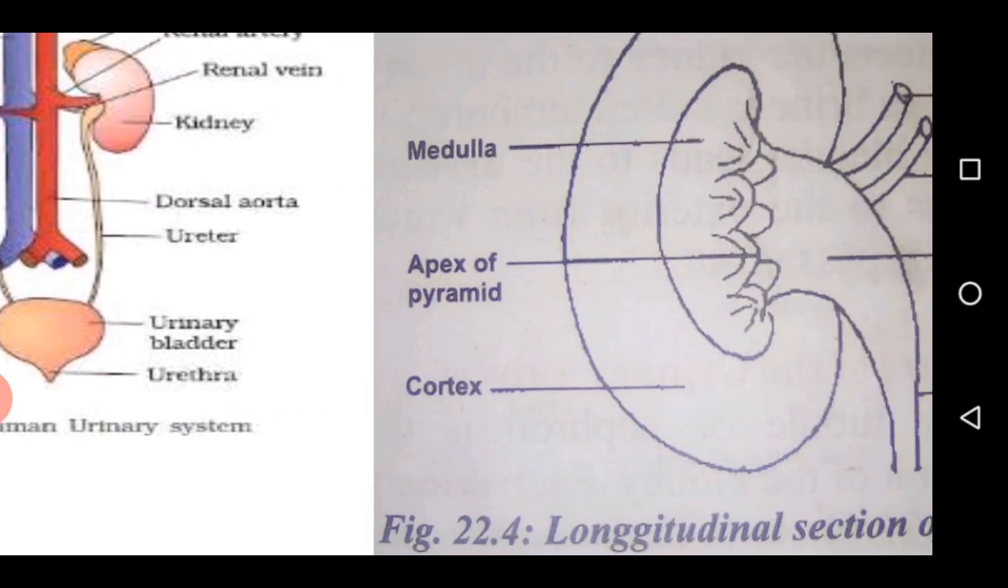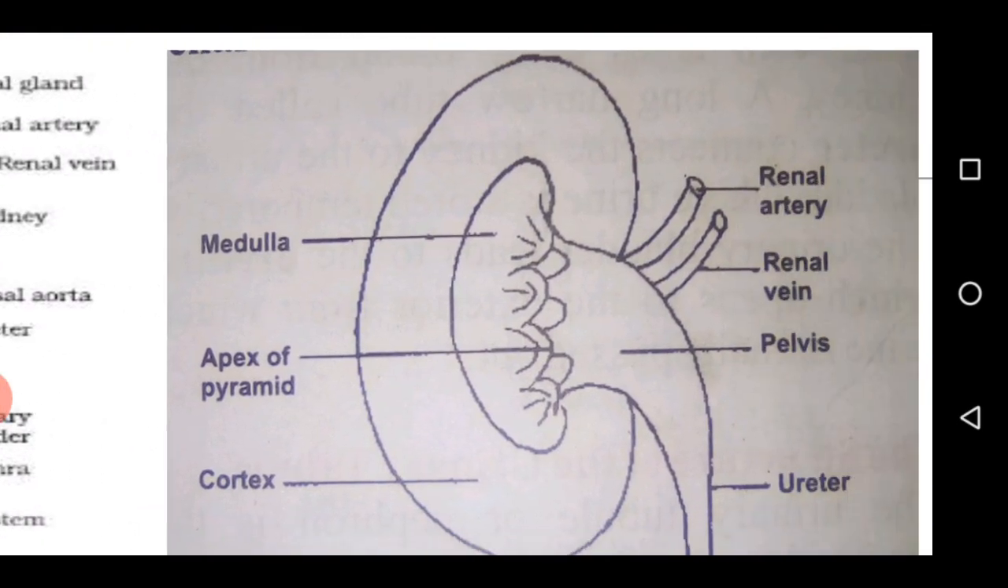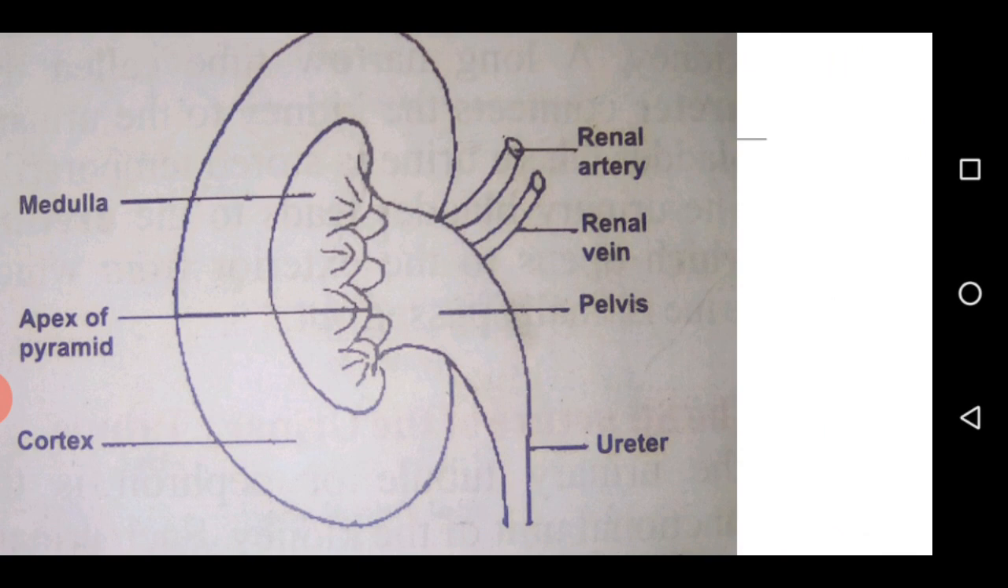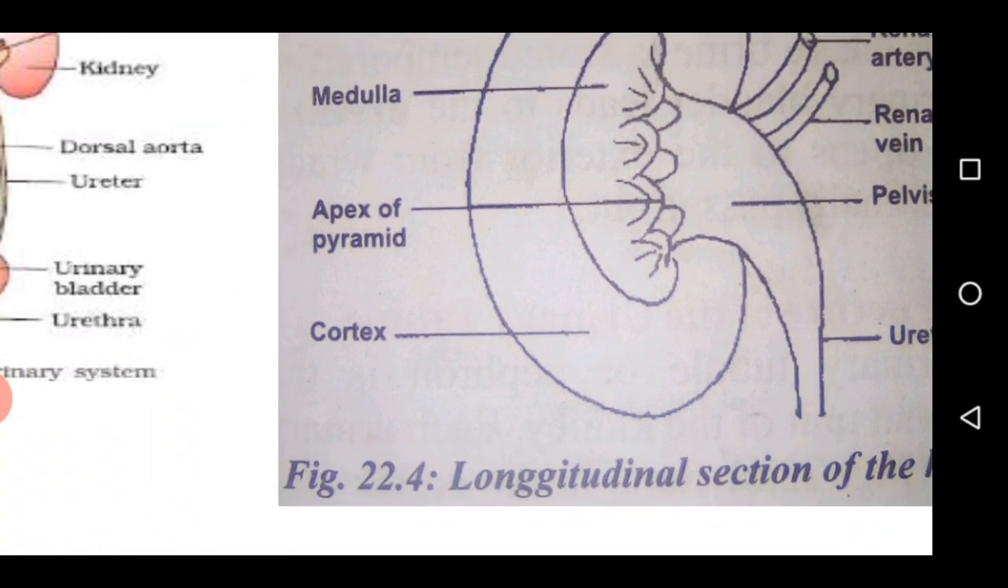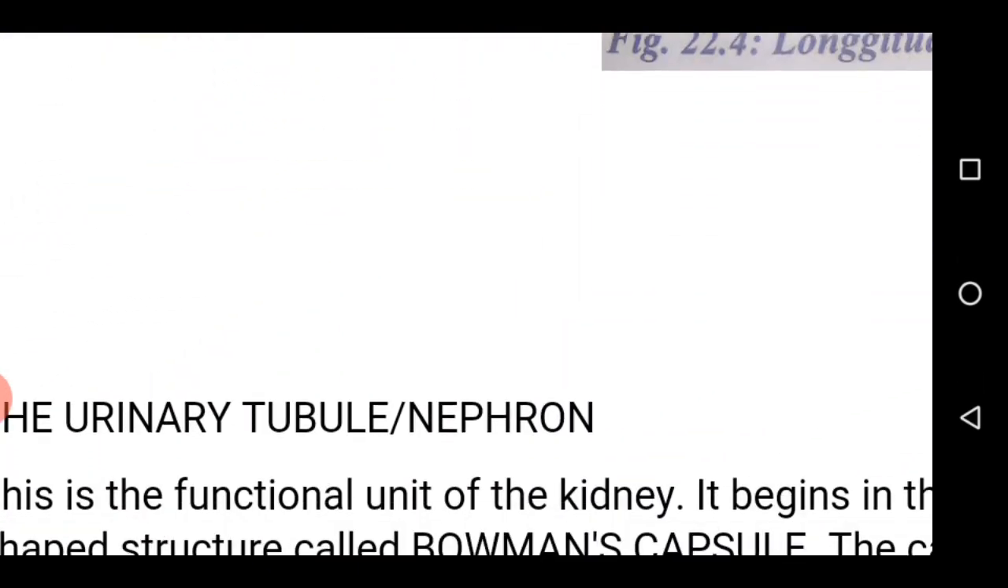So you can look at that one clearly in this second diagram. I hope you can see the cortex. Then we have the medulla before we have the apex of pyramid. At the other side, I hope you can see the location of the renal artery, the renal vein, the pelvis, and the ureter. So when you get to the functions of all this, you are going to see how each of them performs its function.